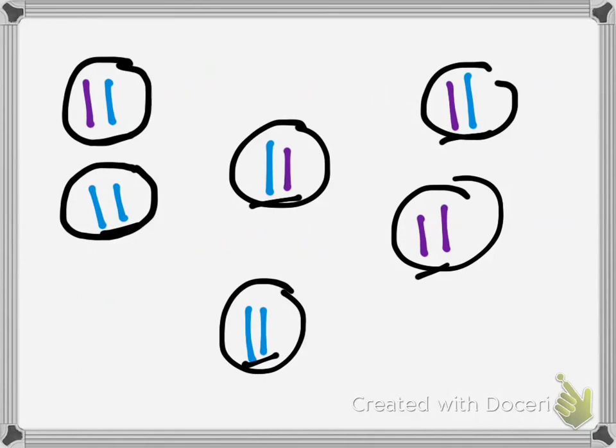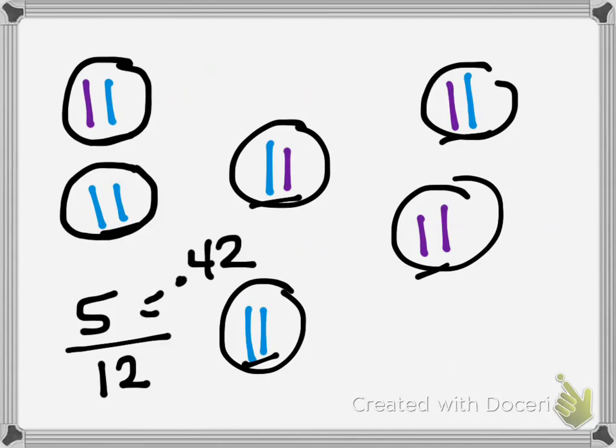There's 1, 2, 3, 4, 5. There's 6 people, so that means there's 12 total alleles. Right? Can you see that? There's 12 total alleles. And how many of them are purple? Or how many of them are dominant? 5. So 5 divided by 12, which is 0.4, we'll say 0.42. That's the frequency of P.